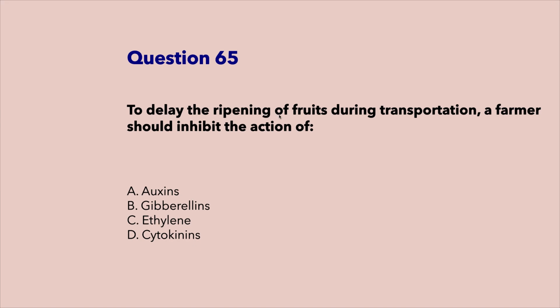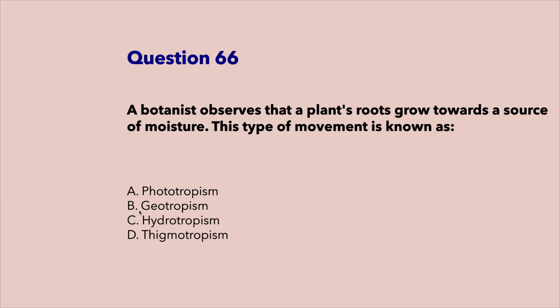To delay the ripening of fruits during transportation, a farmer should inhibit the action of ethylene. A botanist observes that a plant's roots grow towards a source of moisture. This type of movement is known as hydrotropism.